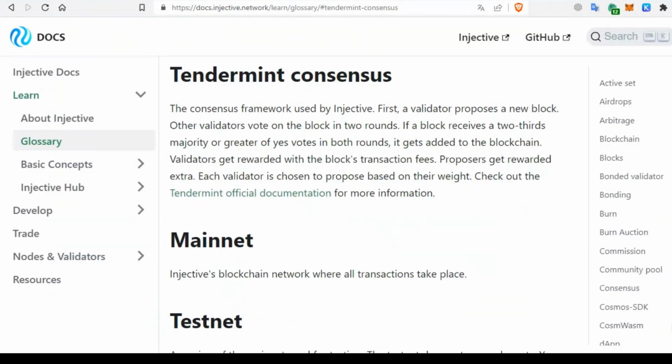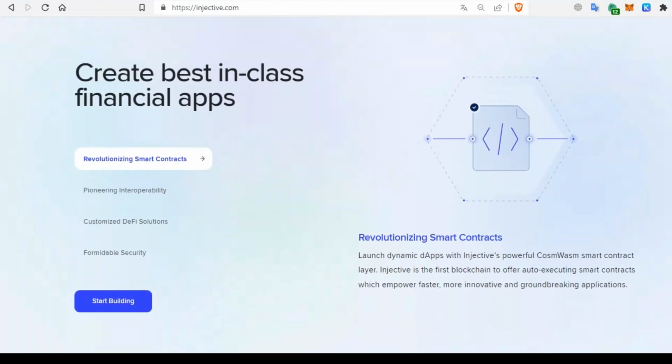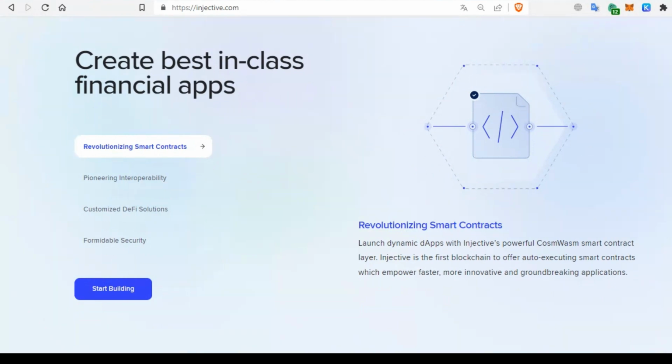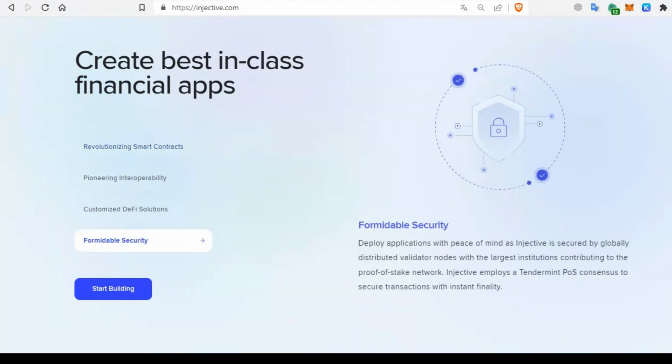Tendermint PoS in action. Injective harnesses the power of Tendermint PoS to ensure the security of transactions on its network. The validators in the Injective network are required to stake INJ tokens as collateral to participate in the block validation process. These validators are then chosen to create blocks based on the amount of INJ tokens they have staked and their overall reputation. By implementing Tendermint PoS, Injective benefits from instant transaction finality, meaning that once a transaction is confirmed, it is final and cannot be reversed.